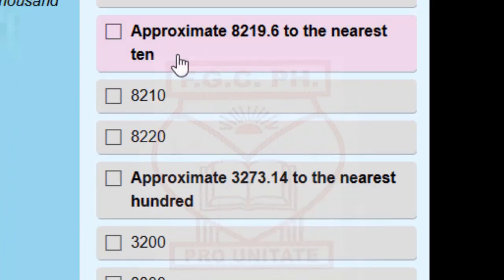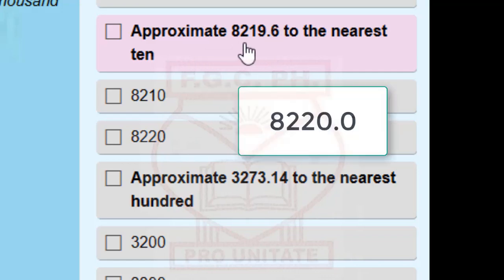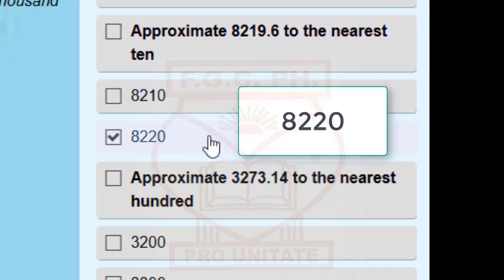And number 2 is approximate 8219.6 to the nearest 10. The 10 digit is 1, and so we're going to round up 9, and that will give 1 to this one to make it 822. So you have 8220.0, and that should end up as 8220.